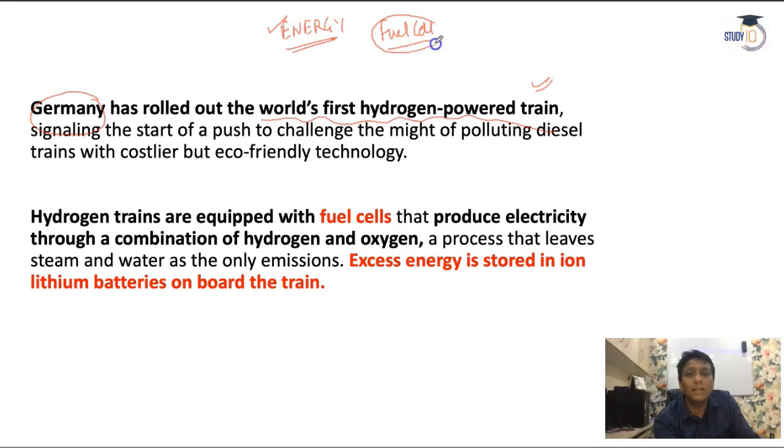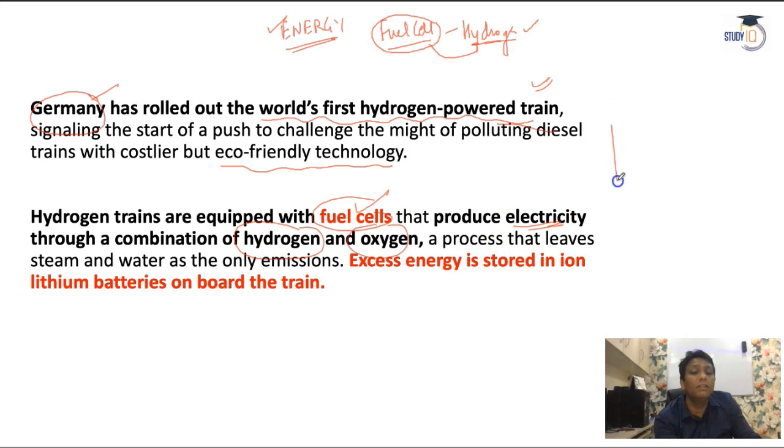In fuel cell based technology, we are using hydrogen as a fuel. So a fuel cell has hydrogen as fuel. So the hydrogen fuel cell based train, the first train, ran in Germany. It is eco-friendly, guys. There is no pollution. 100% safe. The train is equipped with the fuel cell, it is written there, and it produces electricity through the combination of hydrogen and oxygen.